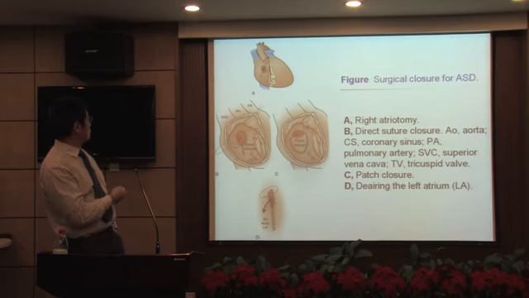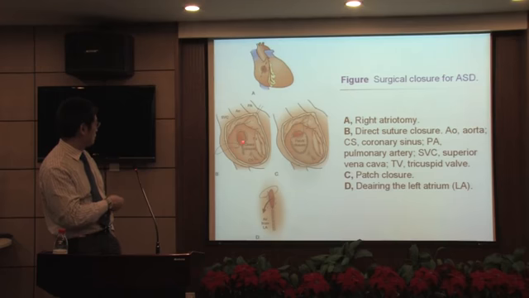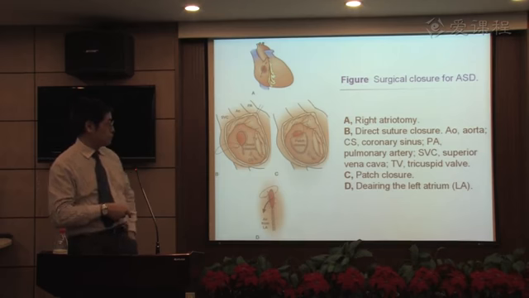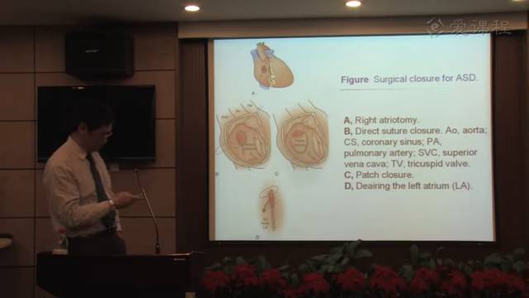We can see here is the right atrium, right atriotomy here. Here is the direct suture closure, like this, a rounding suture. And here is the patch closure, like this. We usually use the pericardium as a patch. And here, before closing the defect, we need to de-air the left atrium. Otherwise, air embolism will happen.